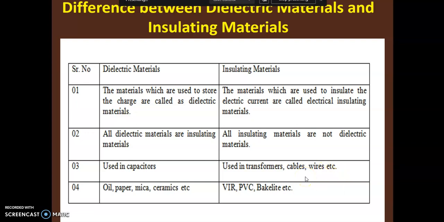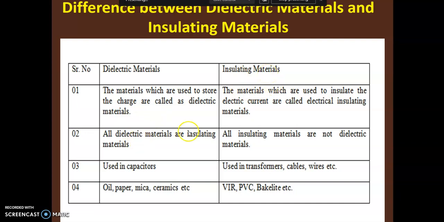For example, consider your house wiring. You are passing current through those wires to the fan, to the light. But how are they coated? They are coated with PVC, VIR. They are coated with insulating materials because when you touch the wire, the current flowing through the conducting wire inside should not pass through your body. So you should not get a shock. Therefore, the covers of that conducting wire should be insulating materials. Through the inside wire, current will flow, but through the outer layer of insulation, current will not flow. So those are insulating materials.